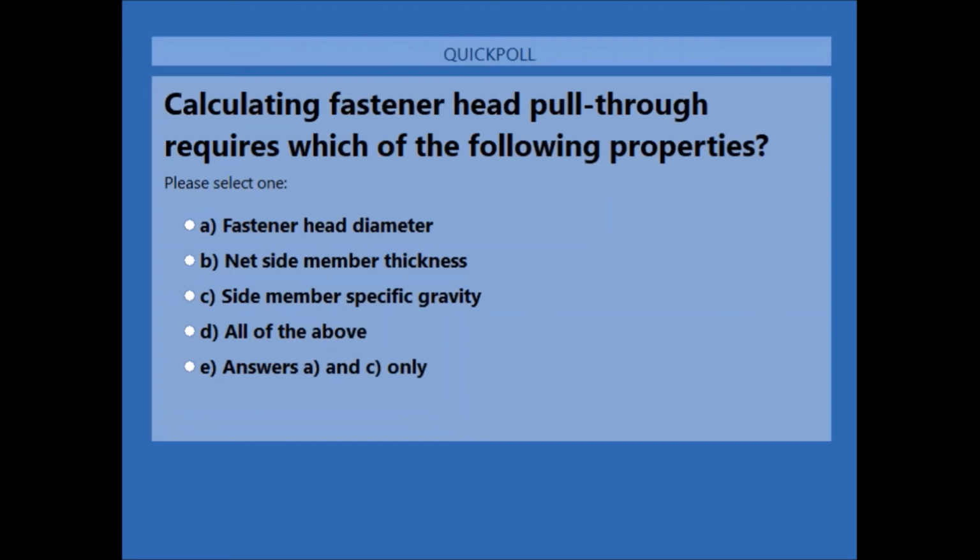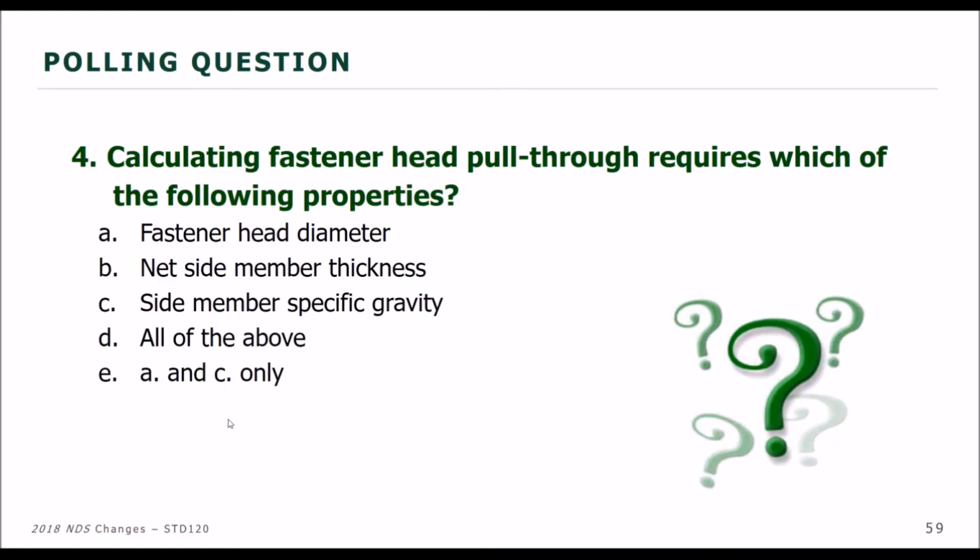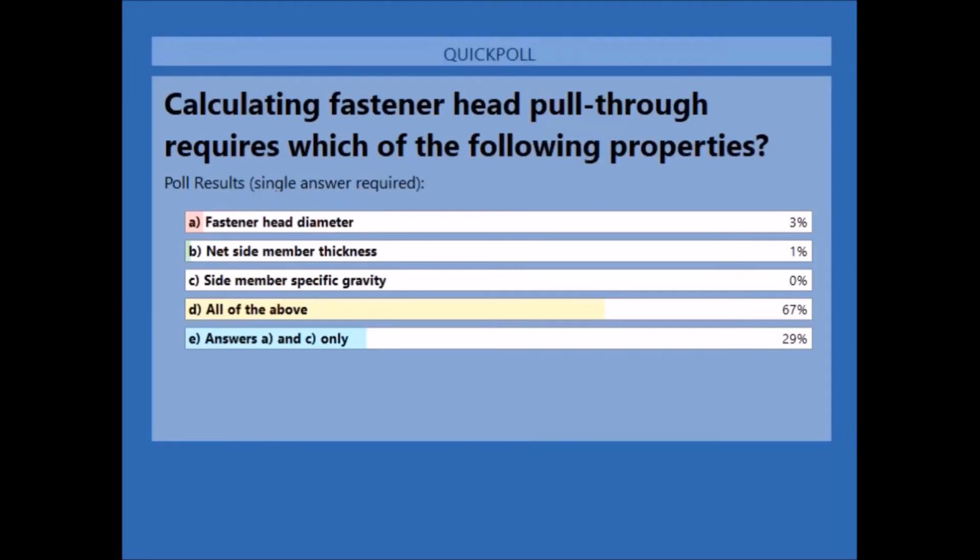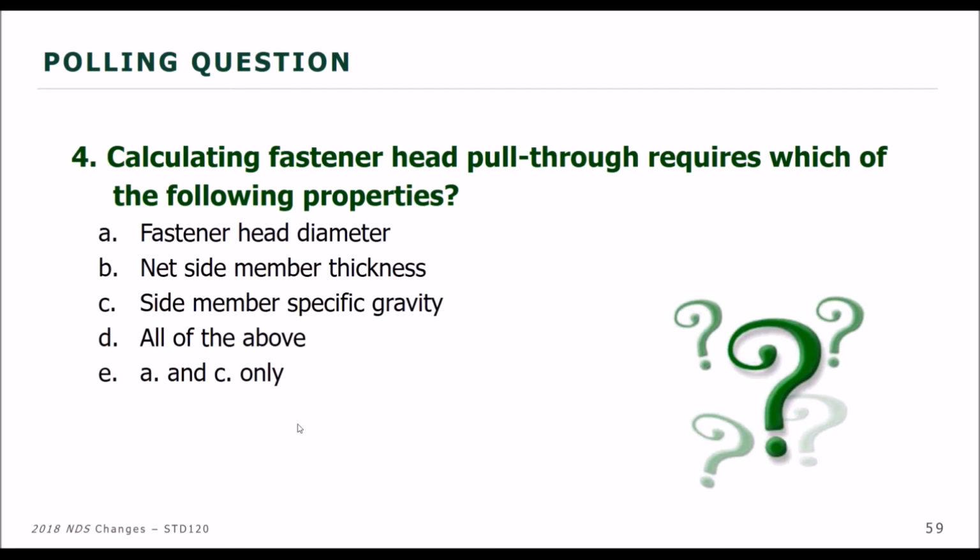I've got about 70% have voted. And I'm going to go ahead and close the poll and share it. All right, so 67% have said all of the above, 29% answers A and C only, and then just a little tiny smattering for fastener head diameter and net side member thickness. All right, and Buddy, I'm gonna send it back to you to tell us the real answer.